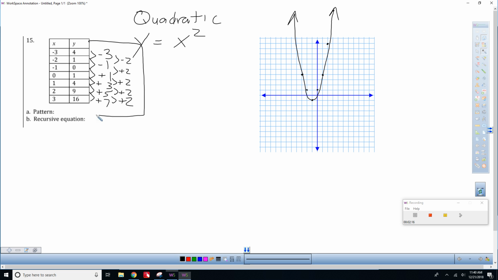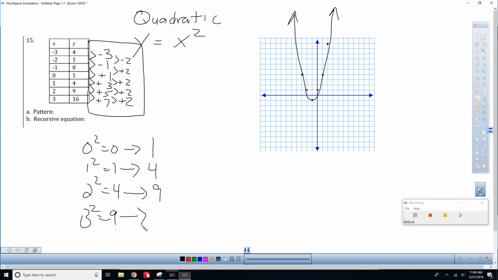Maybe I've succeeded. But I'm still going to try to find the explicit, because you will be asked to do that on your test. So 0 squared is 0, and then we went to 1. 1 squared is 1, and then we went to 4. 2 squared is 4, but we went to 9. 3 squared is 9, but we went to 16. I think I got it.